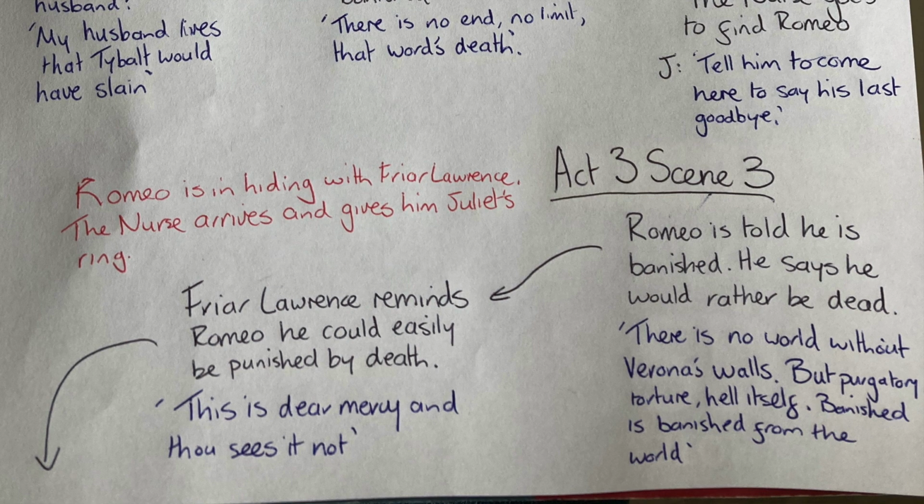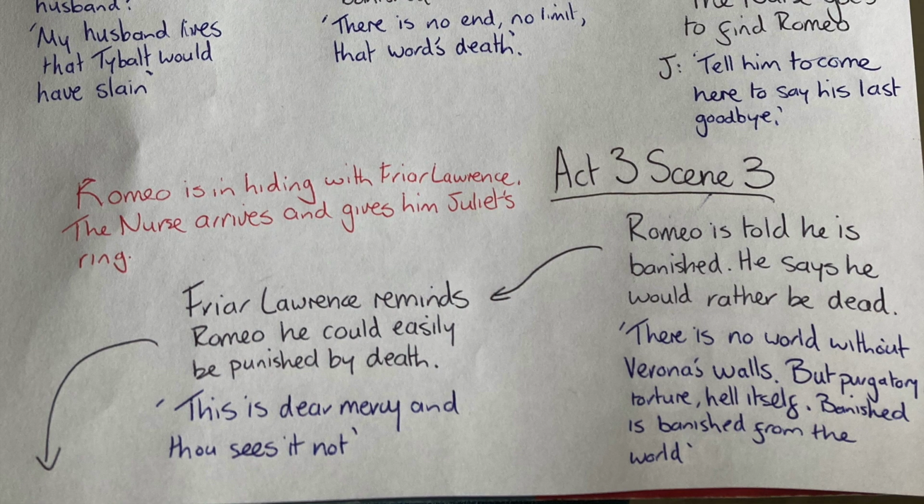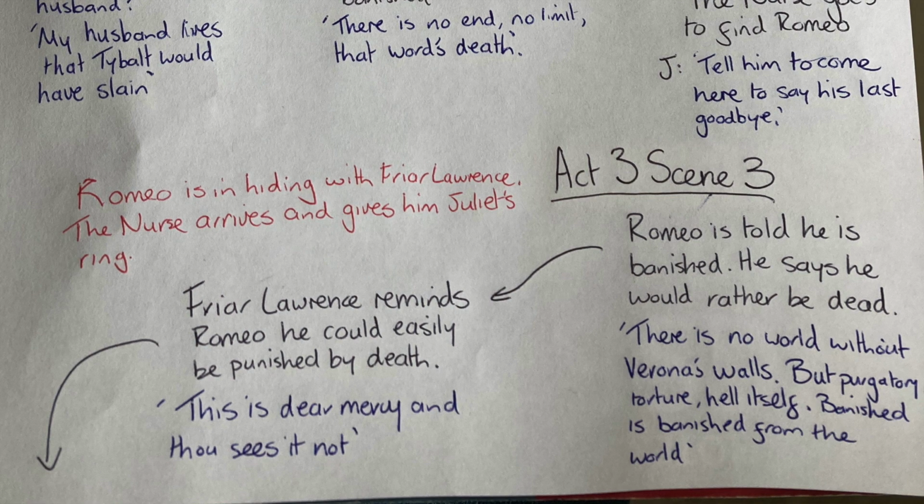Friar Lawrence isn't putting up with any of this nonsense, and he reminds Romeo that he could easily have been put to death. He says, "This is a dear mercy, and thou seest it not." He's not prepared to let Romeo say that this is a fate worse than hell. He says it could easily have been much, much worse.